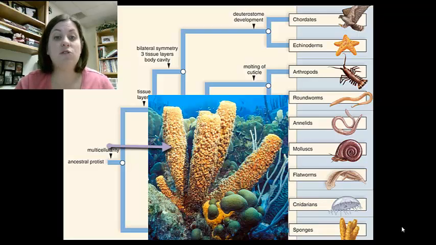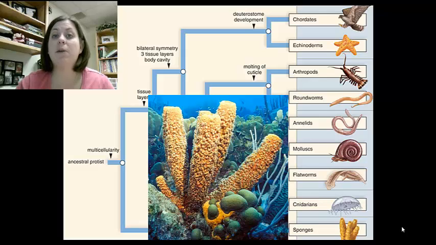Each cell filters out the nutrients and food they need, and then they release the water through the top of the sponge called the osculum. Now, sponges have the ability to reproduce sexually or asexually. The next step on the animal evolutionary tree does include true tissues.